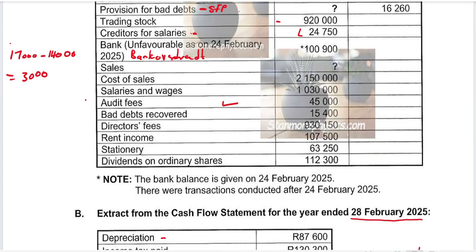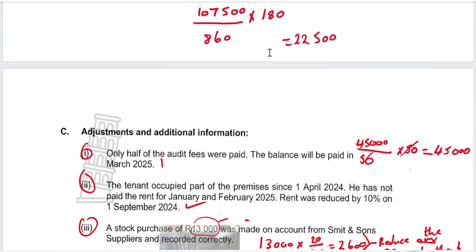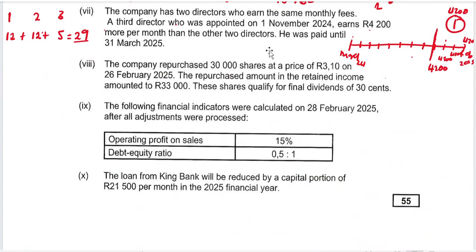We have a director's fee where the director's fees is 930,150. This 930,150 includes what? The increment, or it's not an increment. It includes this 4,200, 4,200, 4,200, 4,200, 4,200.